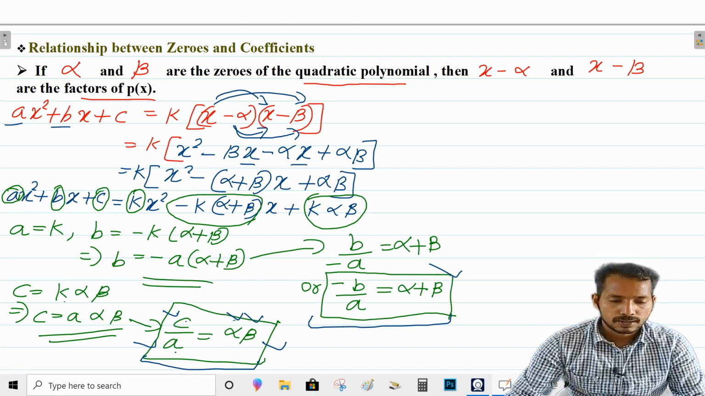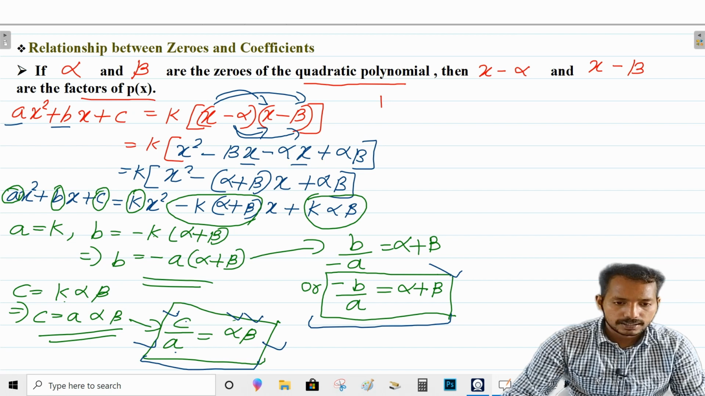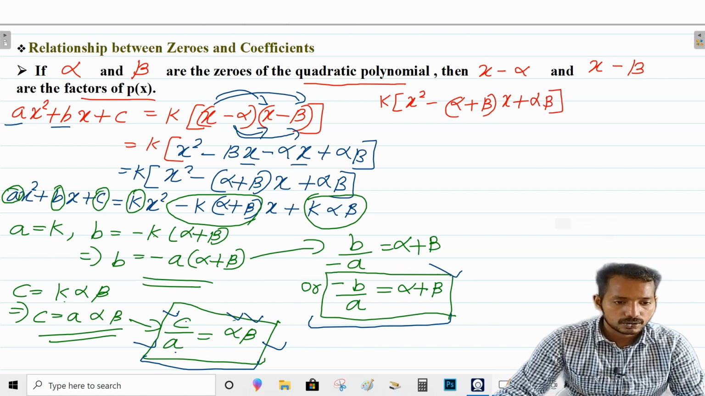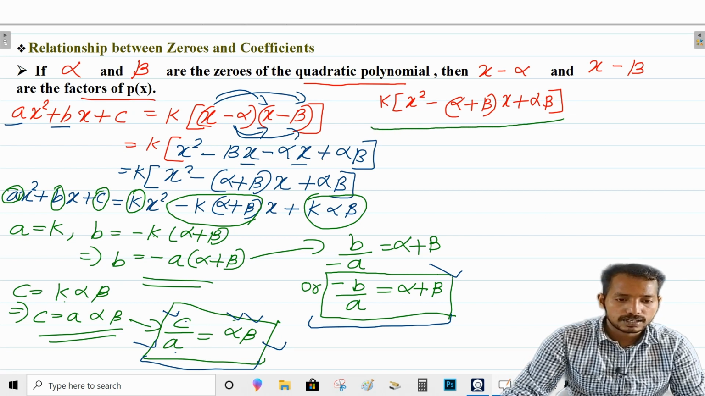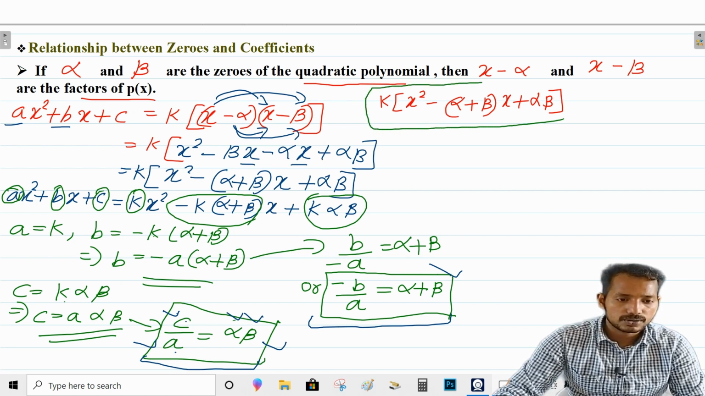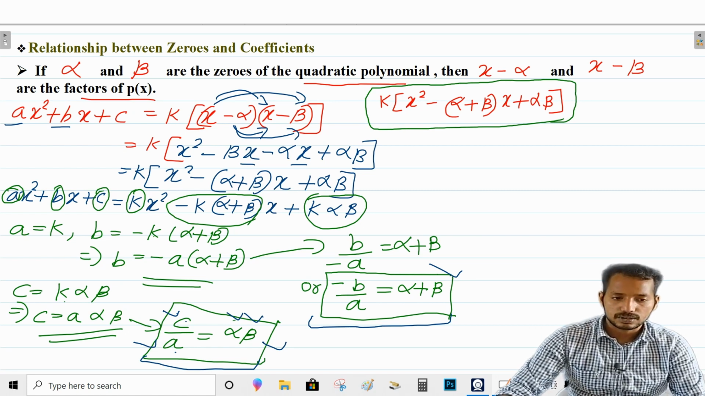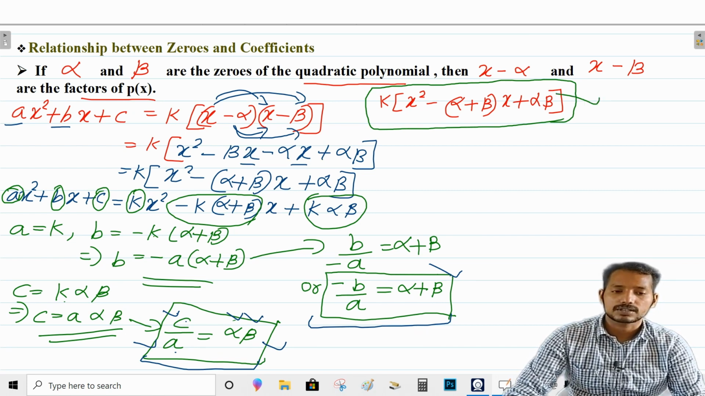That's all. And the formula k into x square minus alpha plus beta into x plus alpha into beta is a very important formula to obtain the quadratic polynomial if the zeros or the relationship between zeros are given. Clear? So it is a very important formula, remember this.